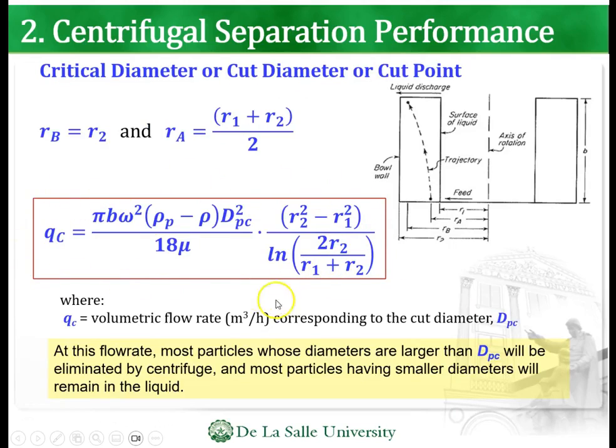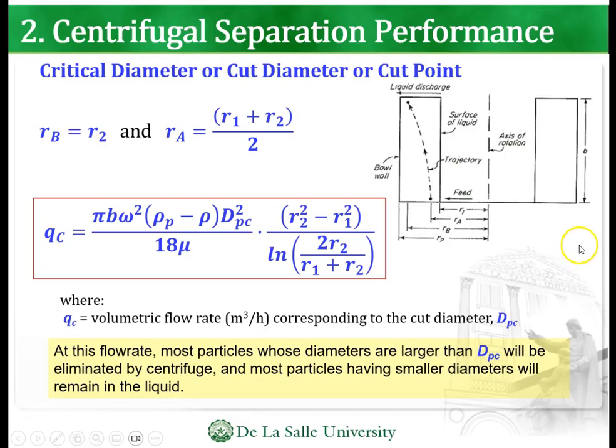So instead of having this formula here, the one with RA, RB, you can just take note of this. In this case, you know what omega is, you know what B is, that's the height of the bowl, you know what these parts are. The only thing that's new to us is the QC. QC is what you call the volumetric flow rate corresponding to the cut diameter. Sometimes I call it the critical flow rate. So do take note that at this flow rate, most particles whose diameters are larger than the cut diameter will be eliminated already by the centrifuge. And most particles having smaller diameters will not be eliminated but just remain in the liquid.